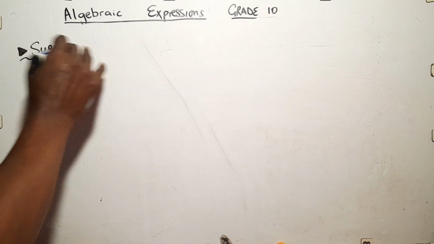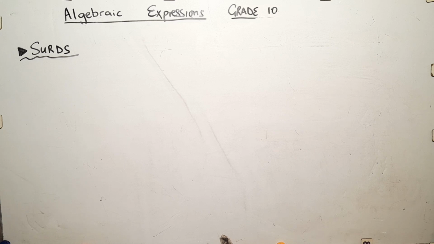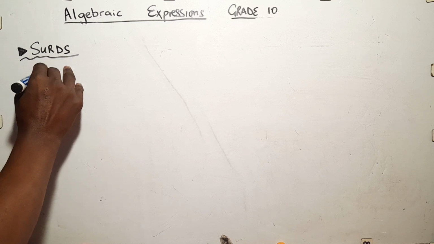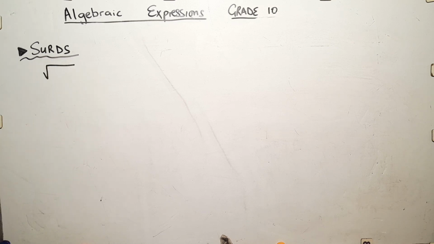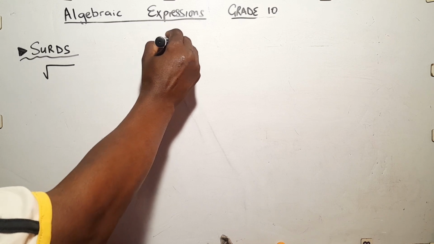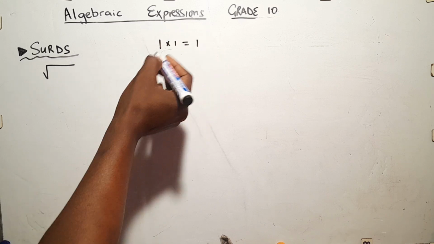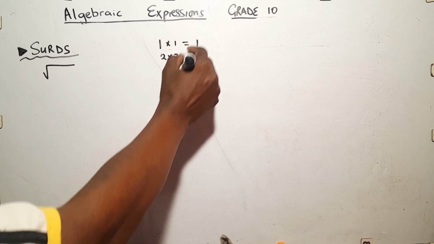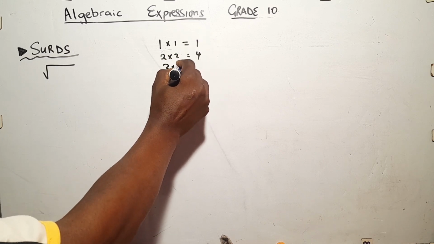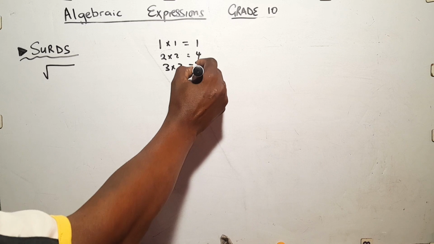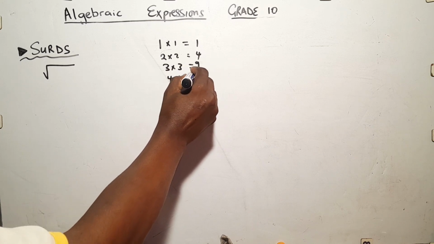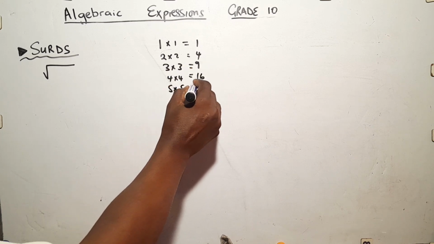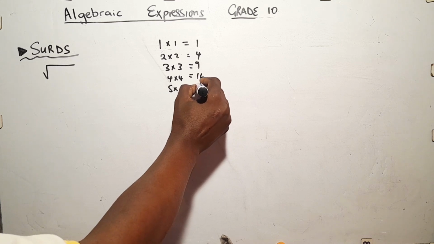So let's talk about surds. What are surds? Surds are numbers under the square root that are not perfect squares. So what are perfect squares? Just for an example, 1 times 1 gives us 1. It's a perfect square. 2 times 2 gives us 4. So these are perfect squares. 3 multiplied by 3 is 9, and it's a perfect square. 4 multiplied by 4 is 16. 5 multiplied by 5 is 25.